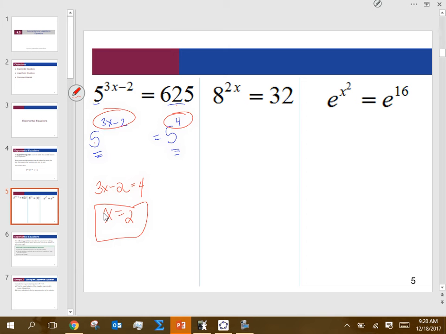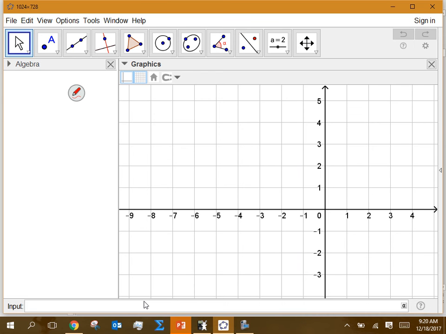Something else I want you to realize is that these are just equations, right? So I should be able to take 5 raised to the 3x minus 2 and get that exponential there, right? And I should also be able to take y equals 625.